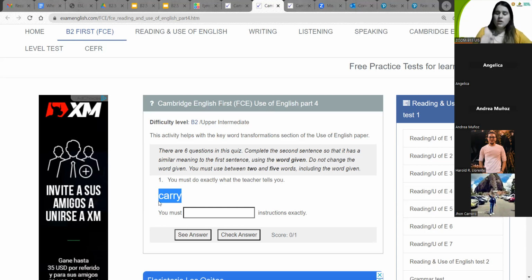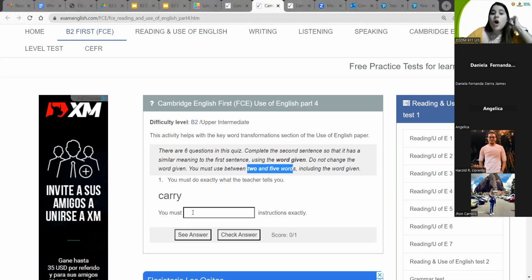using. So here, number 1, it says you must do exactly what the teacher tells you. And then we have the word carry. So you must instruction. Carry it? So how would you transform that sentence so that it has a similar meaning to the first one? You must carry what? And then you have to use between 2 and 5 words.